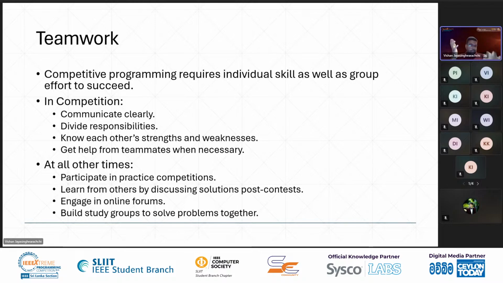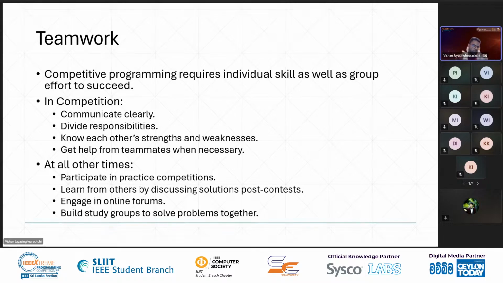So there might be a member who's good at solving certain types of challenges, right? Maybe they are good with dynamic programming. Then there's the other guy who's very good with graph theory, and then there might be another person who's good with mathematical problems, right? So know the strengths and weaknesses.